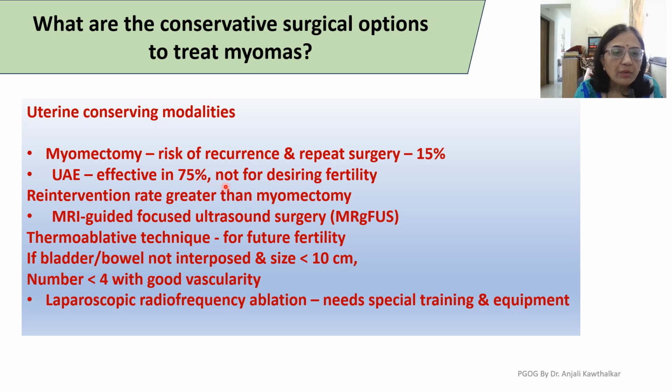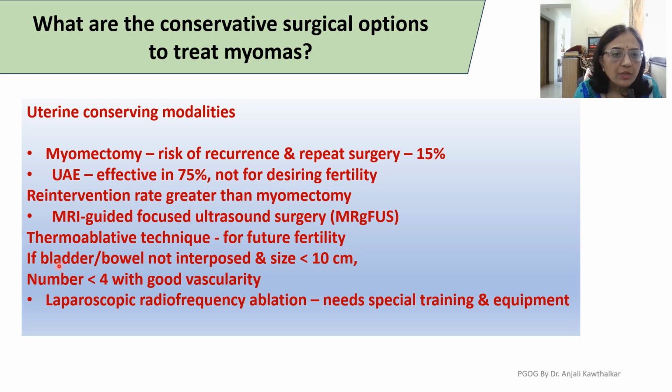It is better whenever a woman is not desiring fertility in future but wants to retain uterus. Reintervention rate is greater with UAE as compared to myomectomy. MRI guided focused ultrasound surgery, MRgFUS. It is a thermoablative technique. It is better whenever a woman wants to preserve uterus as well as fertility.